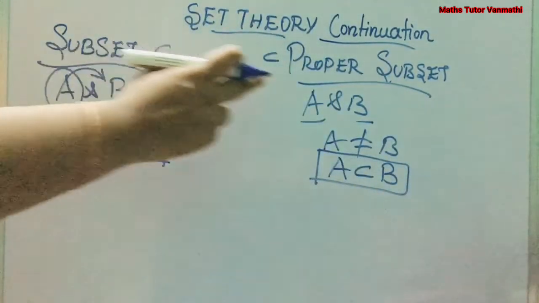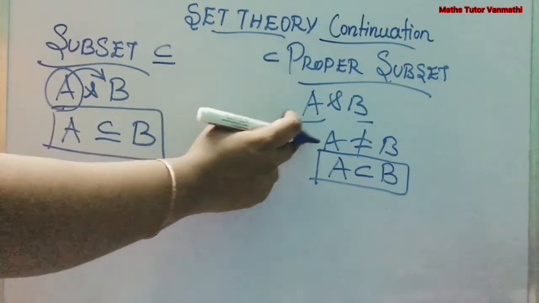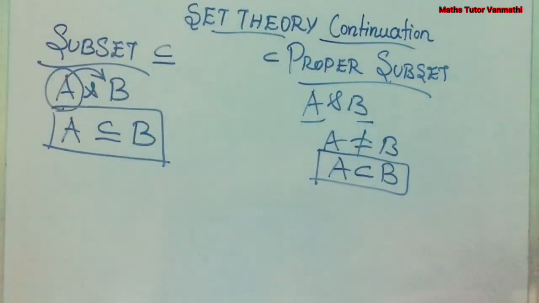The same condition follows here, and one more condition: A should not be equal to B. The sets A and B are not equal. Then we can say that A is a proper subset of B. Next we can see the definition for these both.